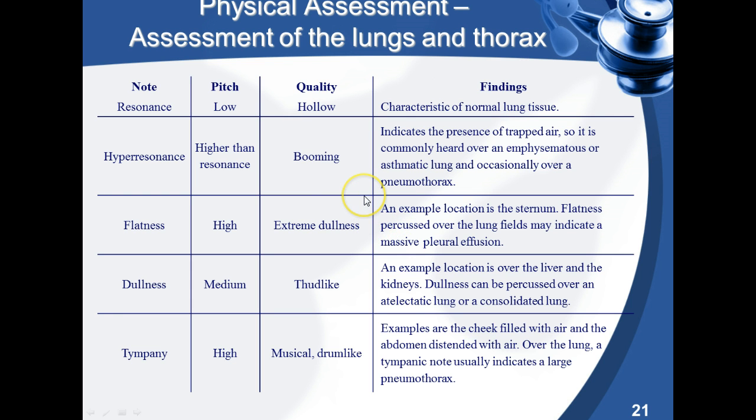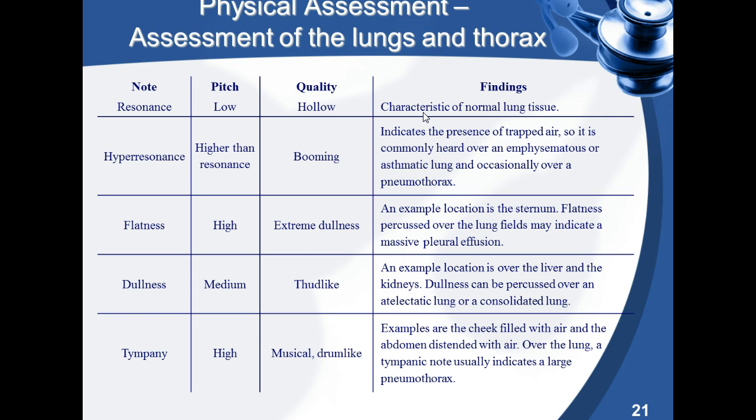As you can see, down here I did post the chart, and I want you to be able to determine the difference between these types of pitches when you're assessing the lungs. For instance, here we have resonance, and it's a low, hollow finding, and it's characteristic of normal lung tissue.